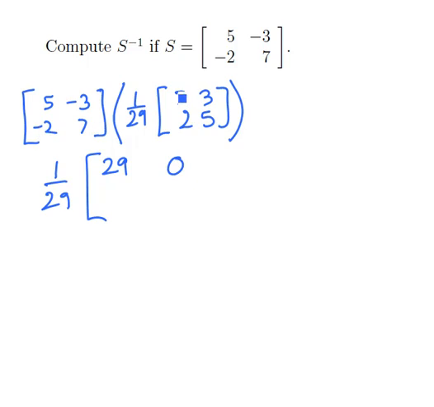The second row dotted with the first column would become minus 14 plus 14, which is 0. And the second row with the second column becomes minus 6 plus 35, or 29. And if I distribute the 1/29th in, we do have the identity matrix. So we see, once again, that the inverse is given by this matrix here.